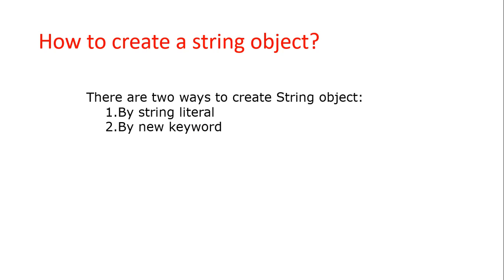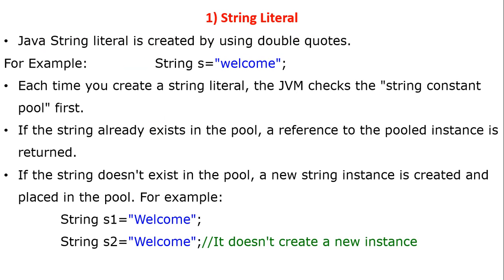The new keyword is used to create an object, right? By using these two ways we can create a String object. The first one is string literal. For a string literal, we specify the data type String, then the name of the variable, equal to, and in double quotes you can specify any text data. That is called a string literal. We are assigning it to a variable s, which is of type String.